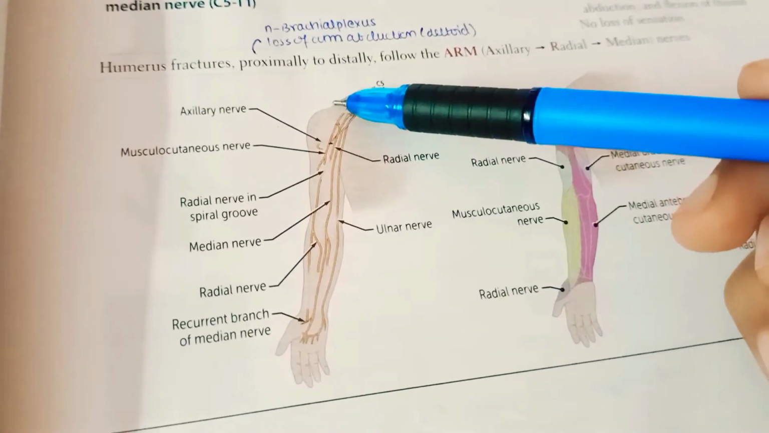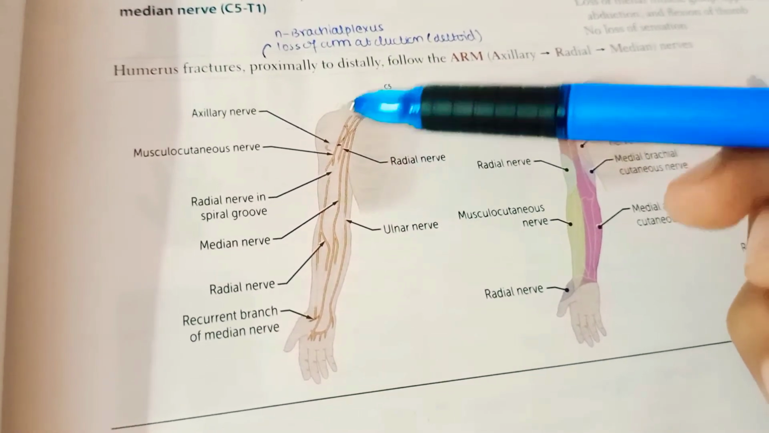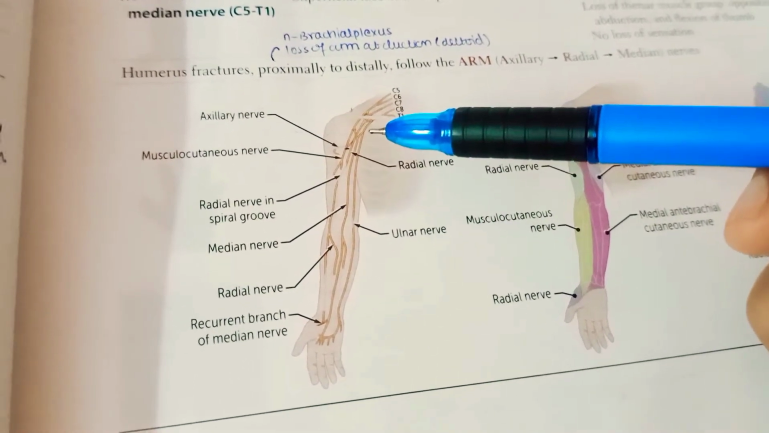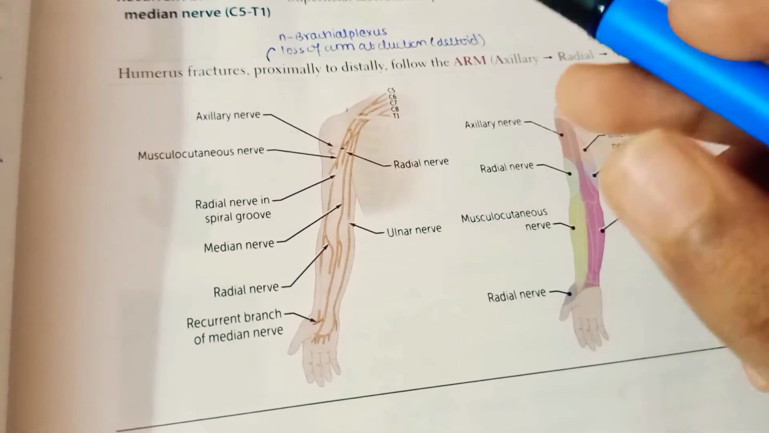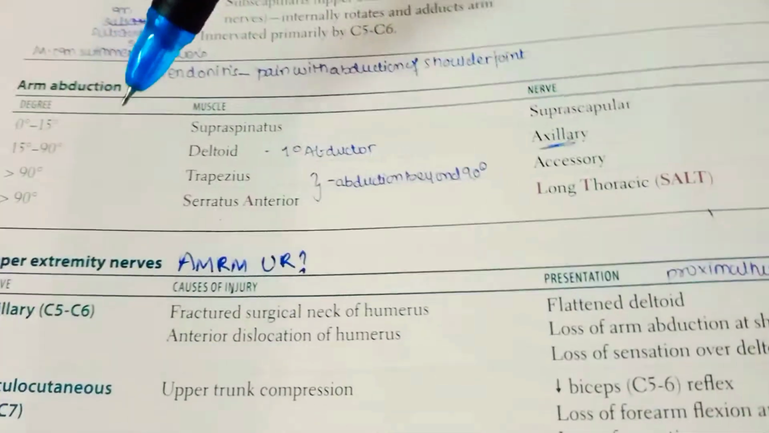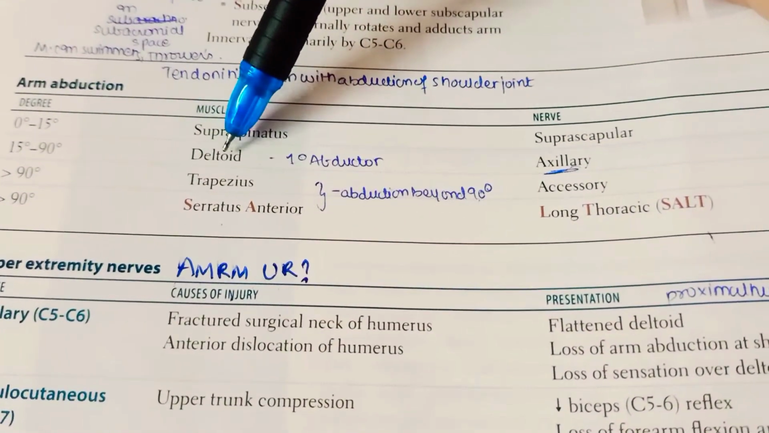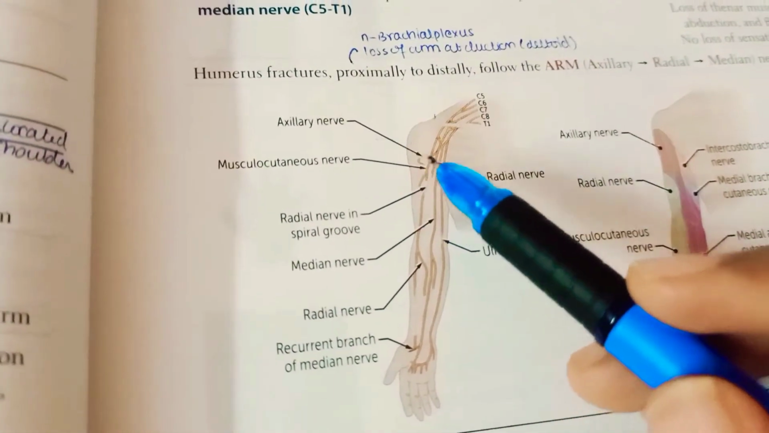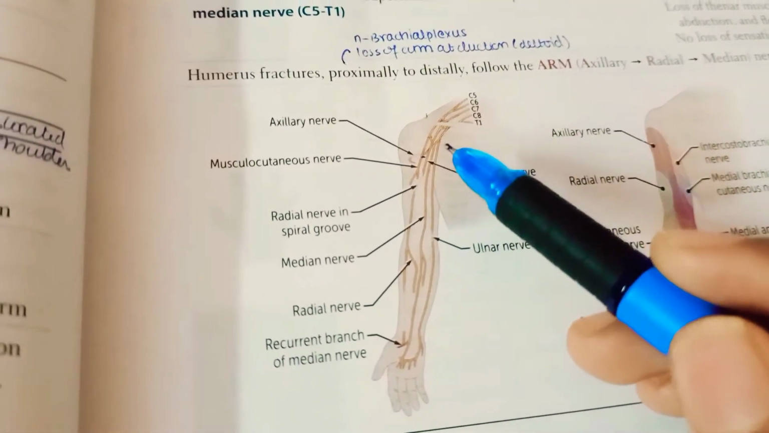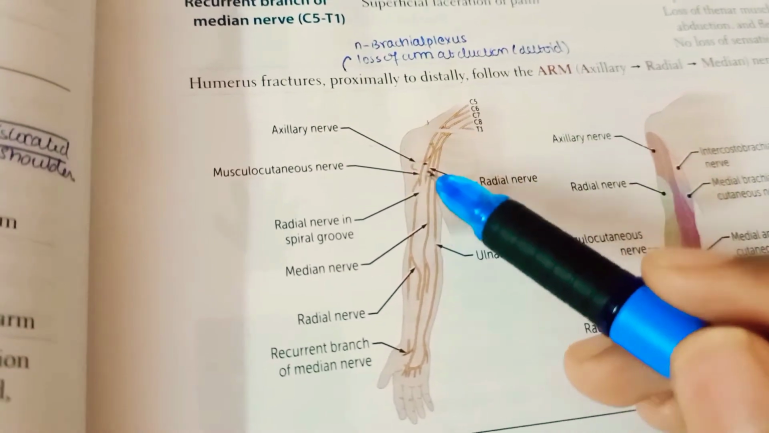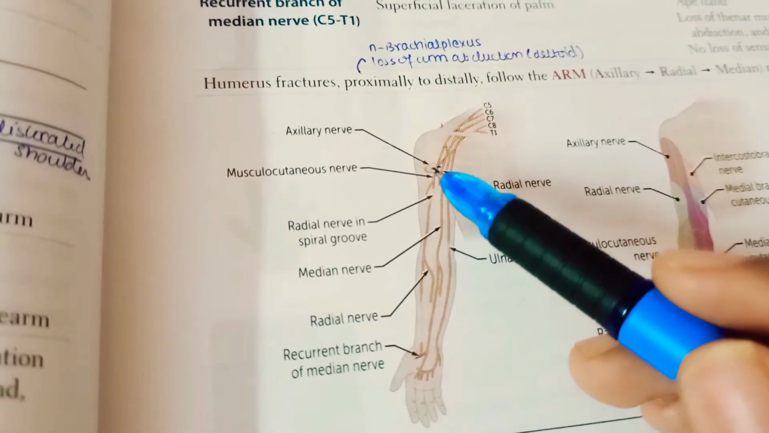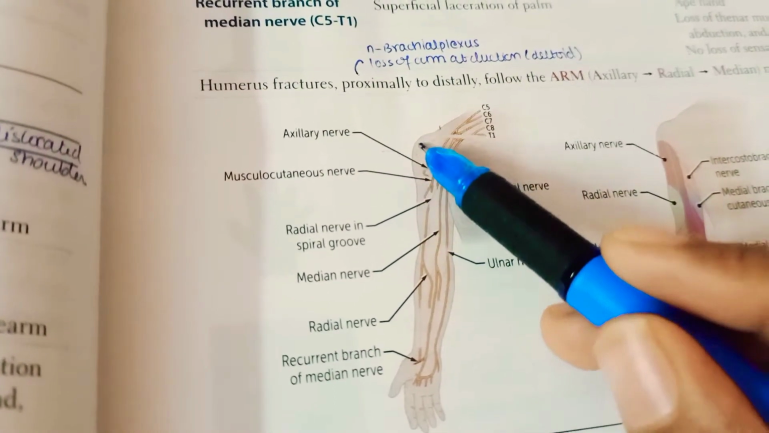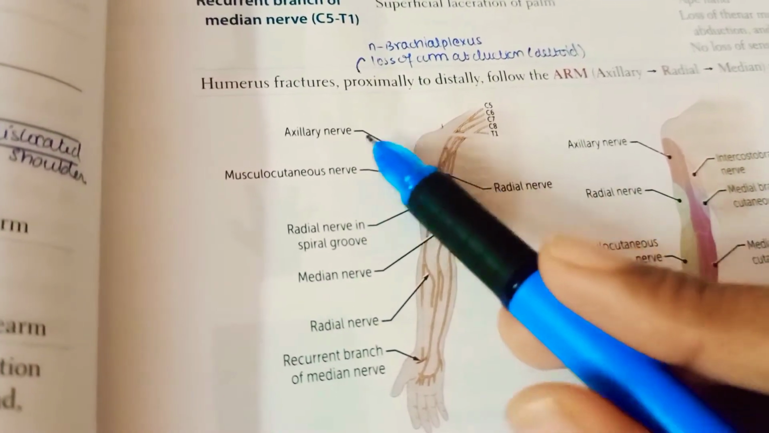So if there is loss of deltoid muscle innervation by the axillary nerve, it will lead to loss of abduction, that is, abduction greater than 15 degrees. If you remember, 15 to 90 degrees abduction is done by the deltoid, which is the primary abductor. So if there is no axillary nerve supplying it, then we may lose greater than 15 degrees abduction of the deltoid muscle, and also there will be loss of sensation over the deltoid and also the lateral arm, because the lateral side of the arm is also supplied by the axillary nerve.